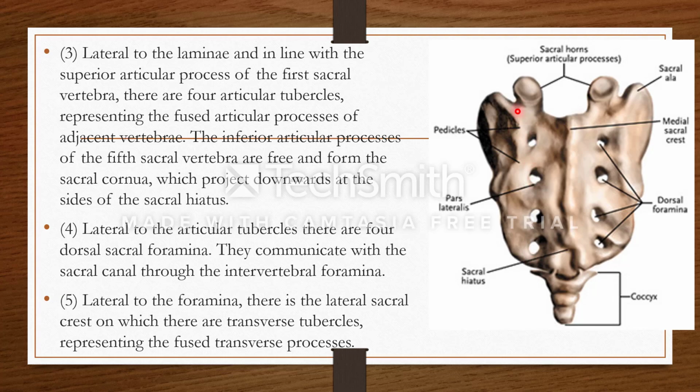Lateral to these foramina, there is the lateral sacral crest. See here, this is the lateral sacral crest, which is formed by the fusion of the transverse processes. They are the transverse tubercles. Okay, they are representing the fused transverse processes. So there are 3 sacral crests. Number 1 is the median sacral crest, number 2 is the intermediate sacral crest, and number 3 is the lateral sacral crest.